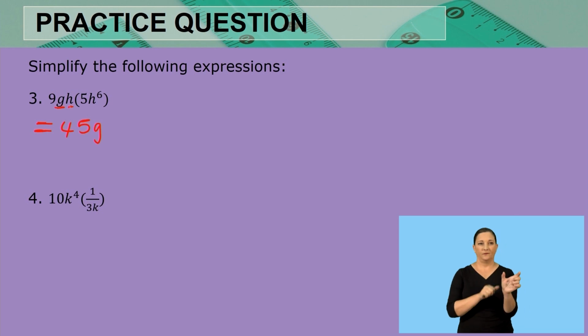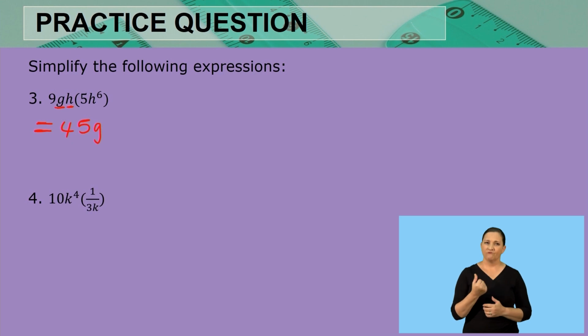Then we move on to the h. And when we look at our non-constant monomial that we are multiplying by and our monomial, now we have an h on both of them. So the same base, we are going to add the exponents. That means that h is going to have an exponent 7. So my final answer being there, 45gh exponent 7. Let's move on to number 4.